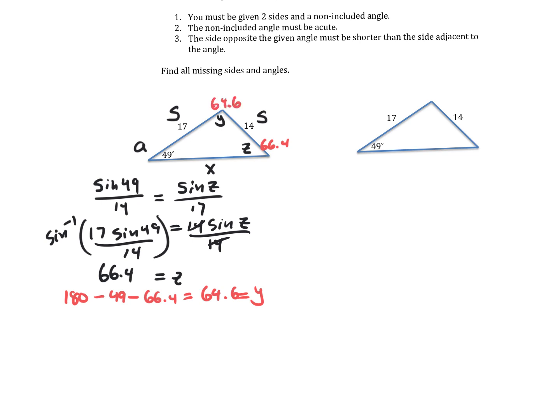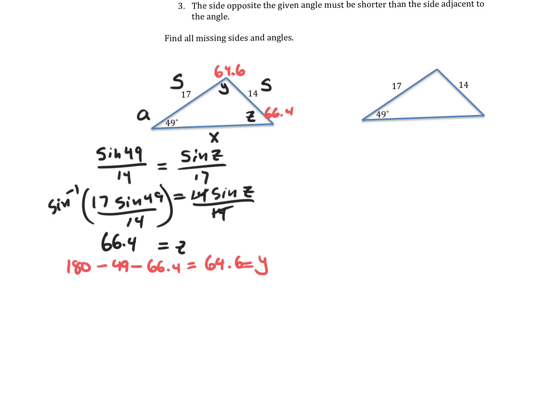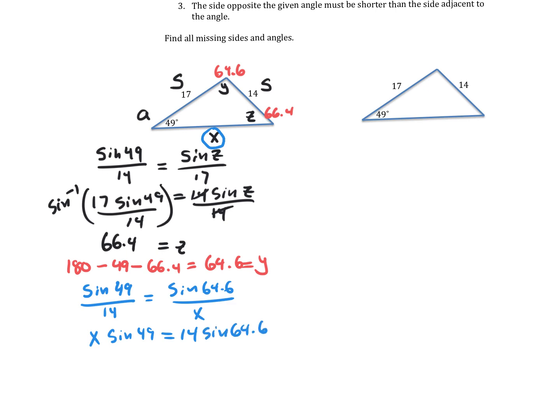So now I have all three angles. The last thing I need to do then is just find side X. To find side X, I'm going to use the law of sines again. So I do the sine of 49 over 14 is equal to the sine of 64.6 over X. And again, I'm going to cross multiply, and I get X times the sine of 49 is equal to 14 times the sine of 64.6. Divide by the sine of 49, and we get that X is equal to 16.76.